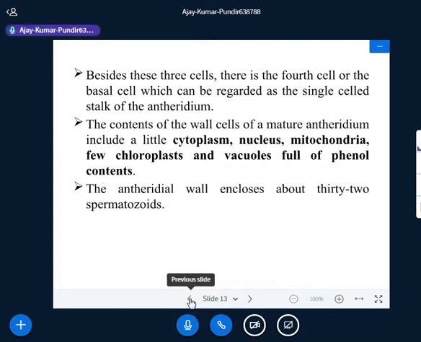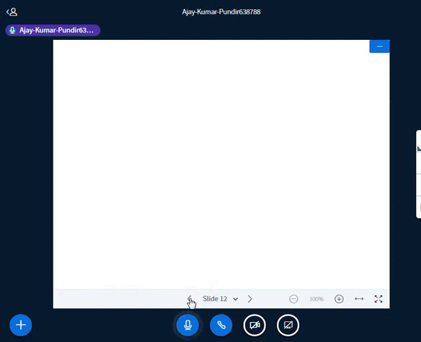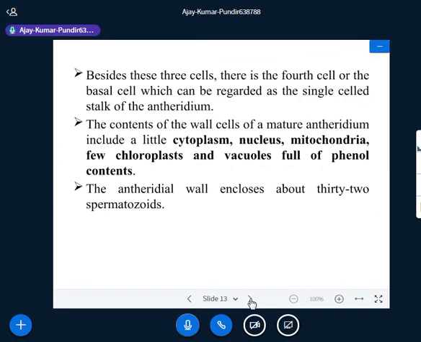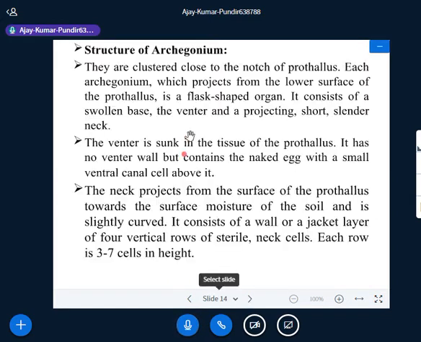एक एंथ्रेडियम में 32 स्पर्म सेल्स बनते हैं. तो यह है द डेवलपमेंट एंड स्ट्रक्चर ऑफ द एंथ्रेडियम इन ओस्मुंडा. And I have discussed with you the structure of archegonium. They are clustered close to the notch of prothallus. Each archegonium which projects from the lower surface of the prothallus is a flask-shaped structure. It is made of a swollen base, venter, and a short neck canal cell.